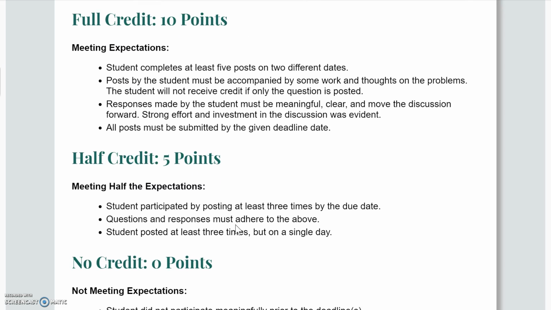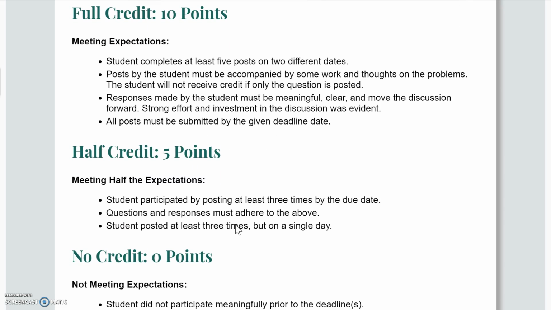The grading is pretty simple. You get 10 points for satisfying that, so the 5 posts on 2 separate days. And the posts do need to be meaningful, so if some of your posts are just 2 or 3 words and not very helpful, I don't count them, so just kind of be aware of that. 5 points for at least 3 times, and then 0 points. And so that's a pretty standard score, 0, 5, or 10.